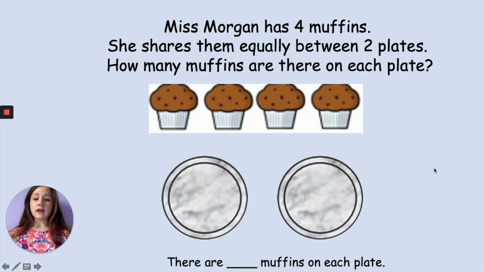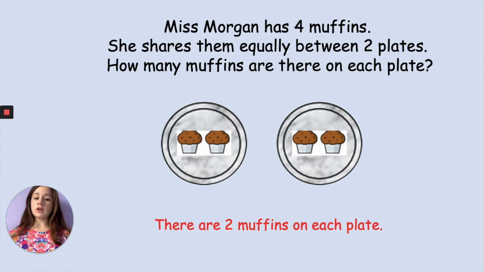Now we are going to look at sharing equally. Miss Morgan has 4 muffins. She shares them equally between 2 plates. How many muffins are there on each plate? So we have 1, 2, 3, 4. You're going to share them equally. Pause the video to do this.